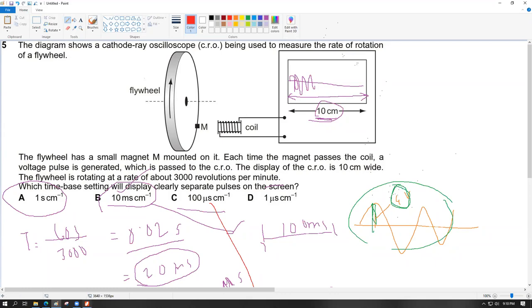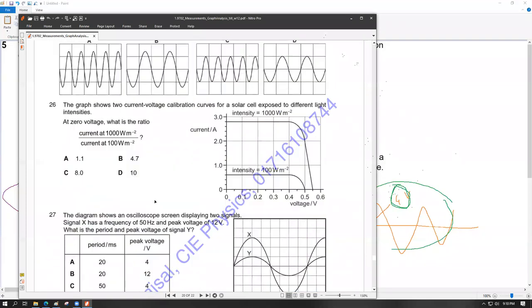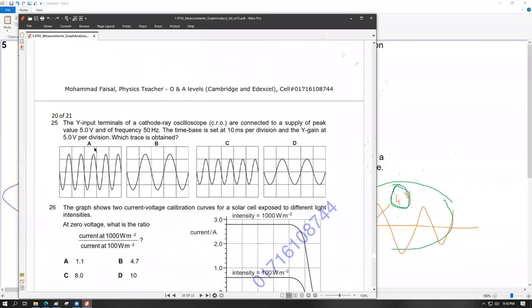Moving on. Sajid Sarkar, you gave us a question. Okay, we'll go for this. The Y input terminals of a cathode ray oscilloscope, CRO, are connected to a supply of peak value 5 volt and a frequency of 50 hertz. The time base is set at 10 milliseconds per division and the Y gain is at 5 volt per division. Which trace is obtained?